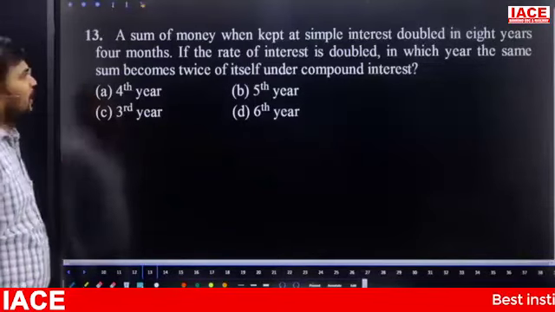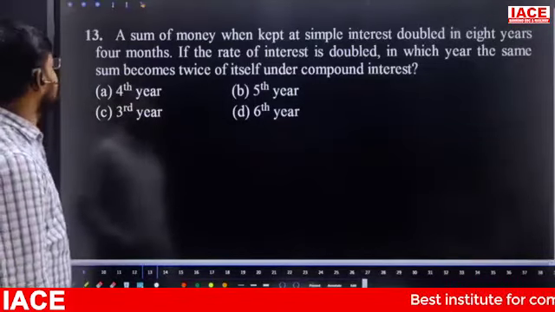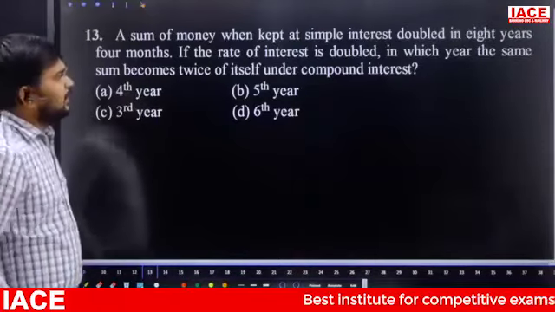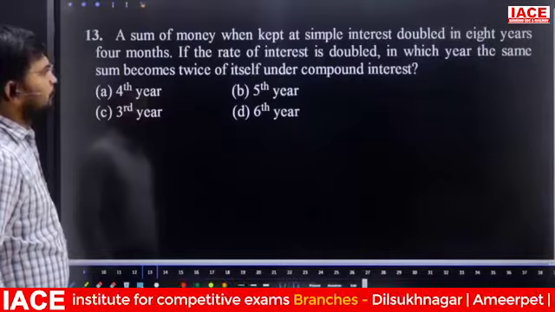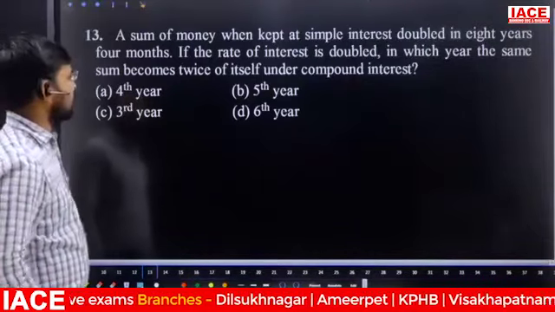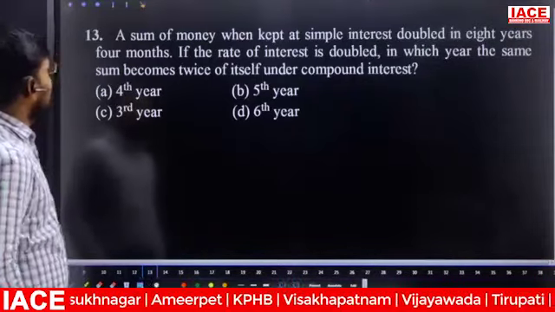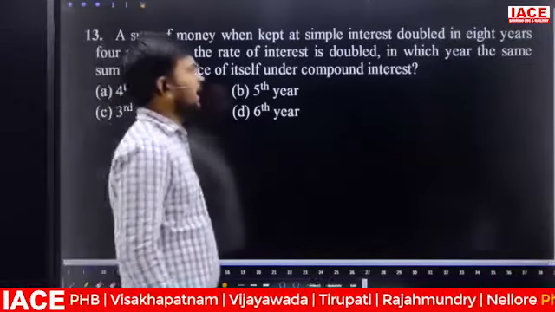Question number 13. A sum of money when kept at simple interest doubles in 8 years 4 months. If the rate of interest is doubled, in which year does the same sum become twice of itself under compound interest?